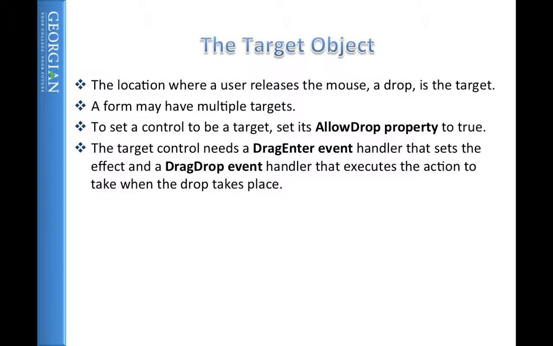So you've got your mouse down event on the source. On the target, again, you have to make sure that the target has this AllowDrop property set to true. That has to be true. And we'll go through an example in a second after this. You have to use the DragEnter event, all right? That basically sets the type of event that you're going to use, and the DragDrop event handler executes the action after the drop takes place, right?